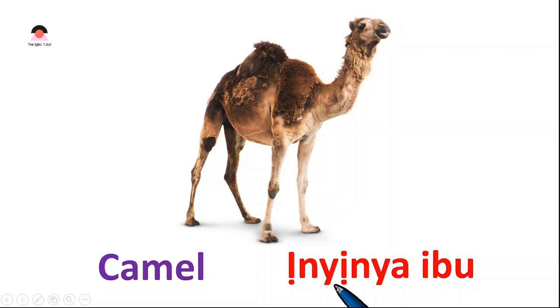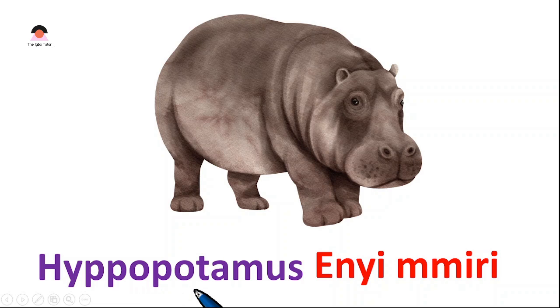So let's move on. The next is hippopotamus. This is called Eni Miri. Eni is elephant. Miri is water. So this is like saying water elephant. A hippopotamus lives in both land and water. So he can go for both land animal and water animal. We call it Eni Miri in this case.